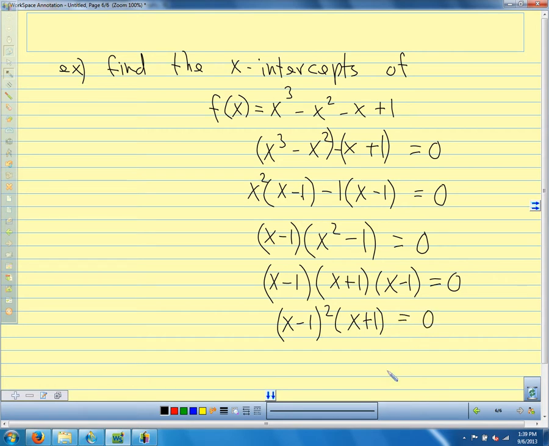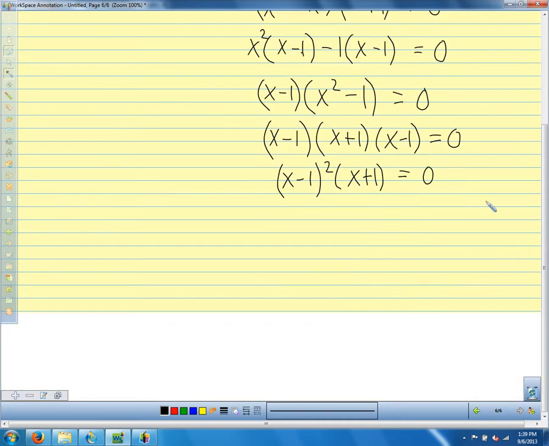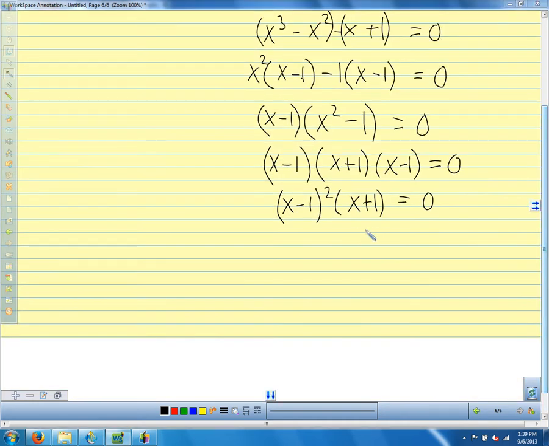Well, now I know what the x-intercepts or the zeros are here, or the factors. I've found the factors. So x equals 1, and x equals negative 1 are the x coordinates of my intercepts. So the intercepts are at 1, 0, and negative 1, 0.